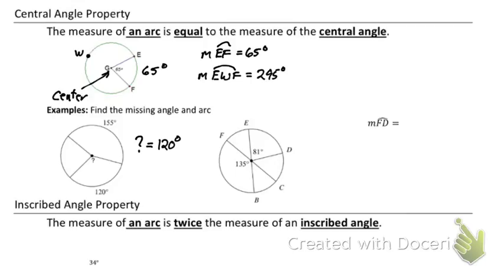All right, our next one's a little more difficult. I'm supposed to find the measure of arc FD. So that would be from here all the way to here. I need to find that measure. Well, let's break this down. So I see that we have an 81 degrees and I have a 135. Do not forget about vertical angles.